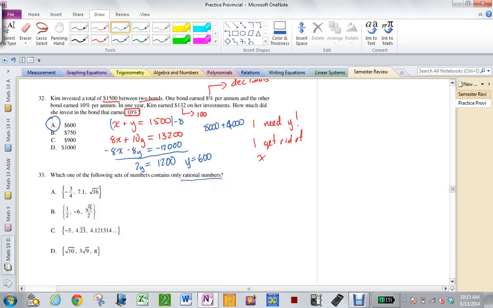Rational numbers. 3/4, that's a fraction, that's okay. 7/1, that's a fraction, that's okay. Root 16, that's 4, that's okay. Half, that's okay. Root 5, root 5 isn't a rational number. So dead. 0.3 repeating, that's cool. That repeats. That doesn't, dead. Root 10, that's got no root. Pi, that's got no root. So it's dead. So it has to be A.